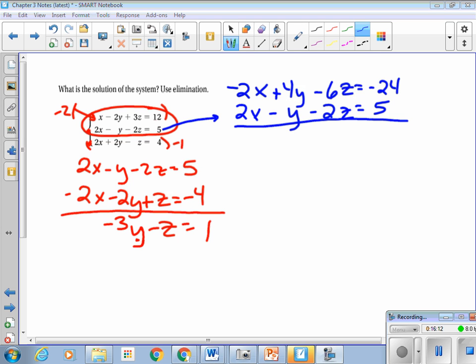Negative 2x plus 2x, 0. 4y minus y is 3y. Negative 6z minus 2z is minus 8z.